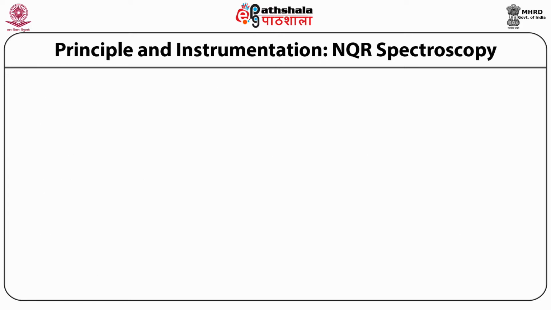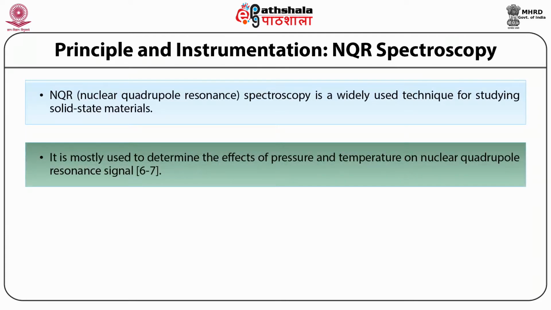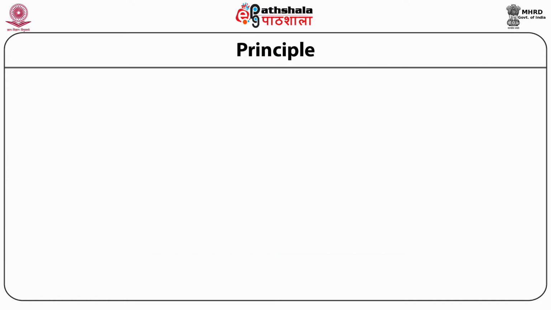Principle and instrumentation, NQR spectroscopy. So what is NQR spectroscopy? NQR, that is nuclear quadrupole resonance spectroscopy, is a widely used technique for studying solid state materials, and it is mostly used to determine the effect of pressure and temperature on the nuclear quadrupole resonance signal. The following describes the instrument and working of NQR. So first is the principle.